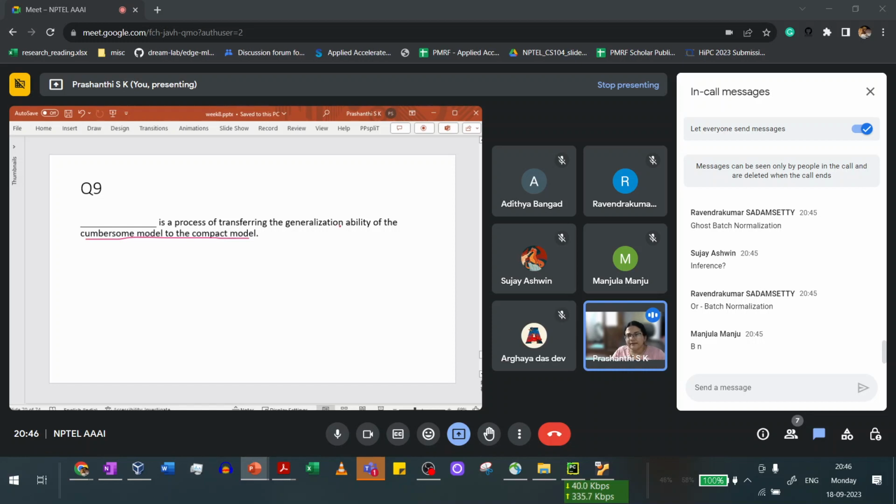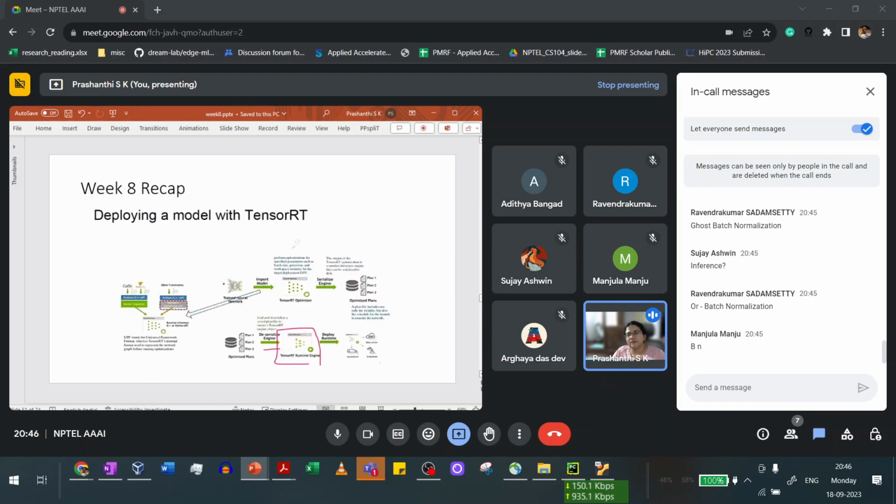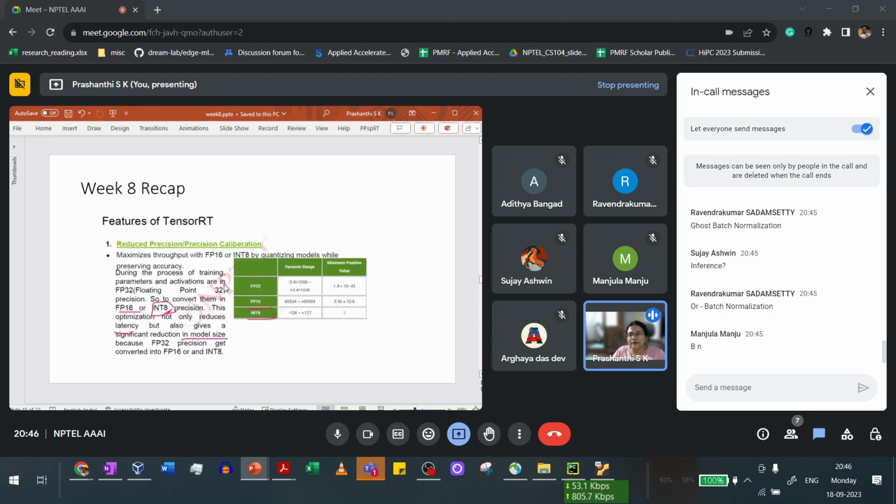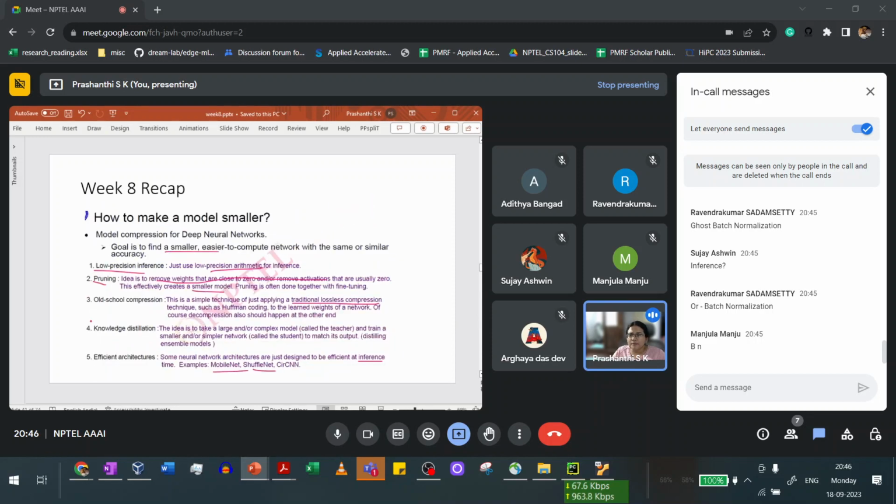Okay, let's look at it. It is knowledge distillation. So remember, we spoke about a teacher model and a student model in the context of making your model smaller, right? In this part, take a large or a complex model, which is called a teacher, and train a smaller or simpler one called the student.